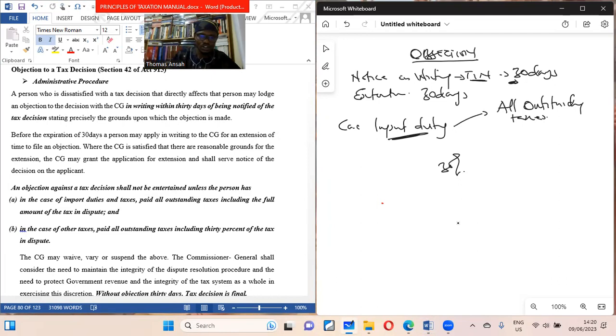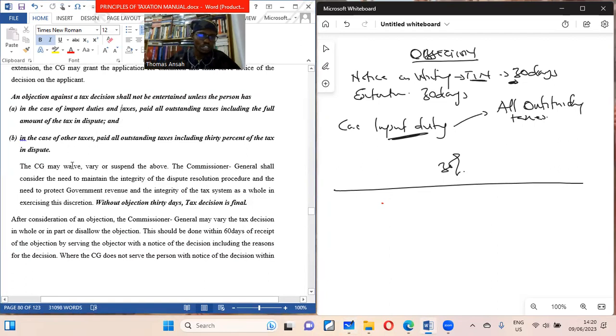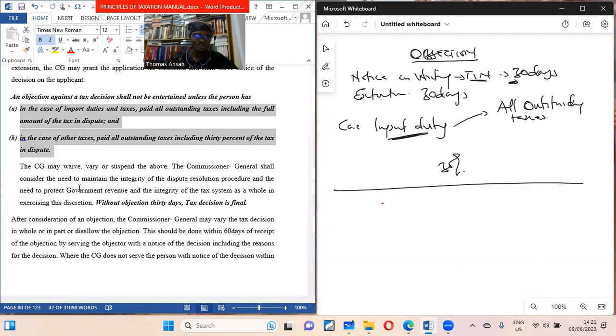And once you do that, you give them the go ahead for the Commissioner General to act. So the Commissioner General's action may come in various ways. What is his action? He can waive it, he can vary it, he can suspend the entire money, all right? He can also waive it, I mean, reduce the amount, all right? So that is that. Now, the Commissioner General shall consider this in trying to maintain his integrity. So, not necessarily that you have to pay all these things by force. But he can, based on his integrity, reduce the amount before he considers your objection. Or even your objection as a whole, he can reduce the amount. Or he can also vary it for you. He can even decide not to charge you again. All right?